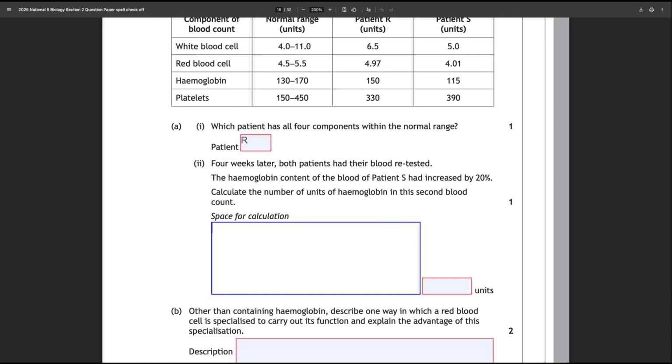Next question: 4 weeks later, both patients had their blood retested. The hemoglobin content of the blood of patient S had increased by 20%. Calculate the number of units of hemoglobin in this second count. So S and hemoglobin, we've got 115 if we read that off the table. Now we want to find a 20% increase. A quick way of doing that is to work out that a 20% increase is the equivalent of multiplying by 1.2. Multiplying by 1 gives you 100%, but multiplying by 1.2 will give you an additional 20% on top of that.